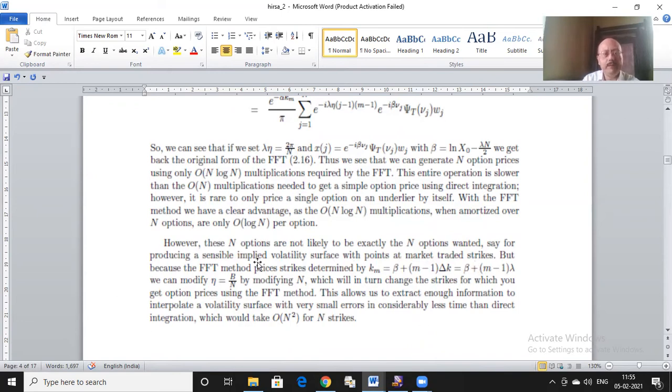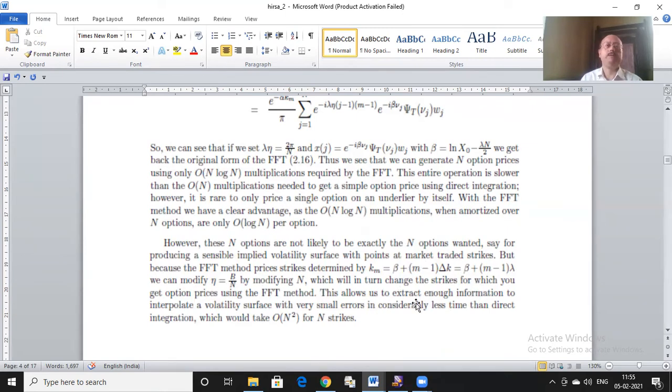But in the FFT method, our strikes are determined by this linear rule. So they are equispaced like this. And the market strikes may not be equispaced like that. They may have different gaps. Then the actual realized grid in the market and the FFT grid will not match. We can, of course, modify the eta by modifying n, so take more or fewer steps, which will also change all the strikes for which you get the option prices.